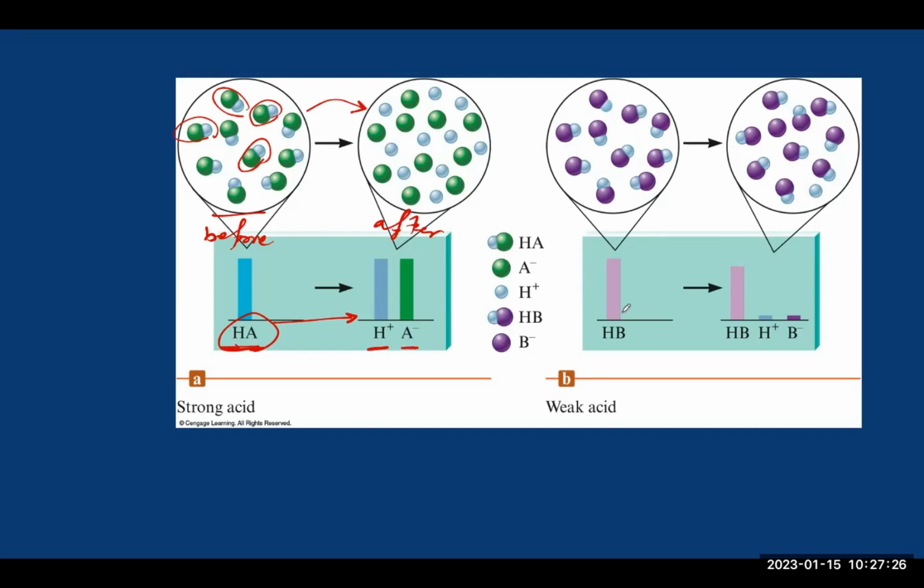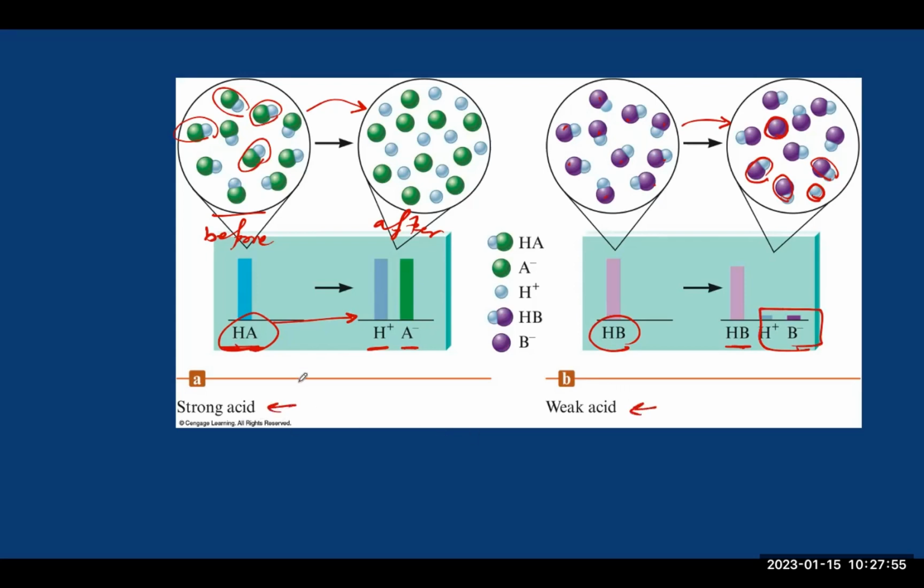What about the other acid here? We have HA, an acid, and again, before, we have molecules here. These are the molecules of the acid. We put it in H2O. Now we have a big difference, because we still have molecules, and only a small part dissociates into its components and forms ions. So we have a small number of ions inside the solution. And this is the difference between strong acid and weak acid.